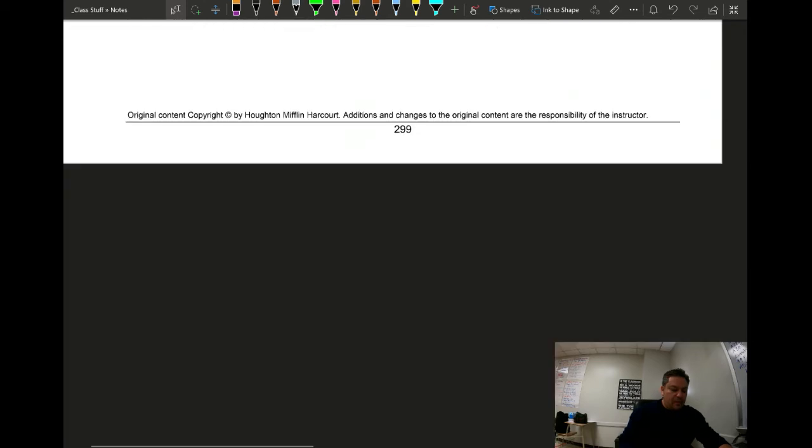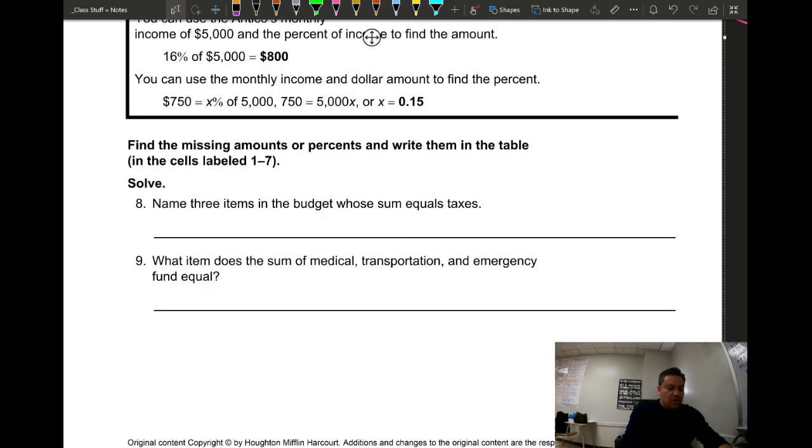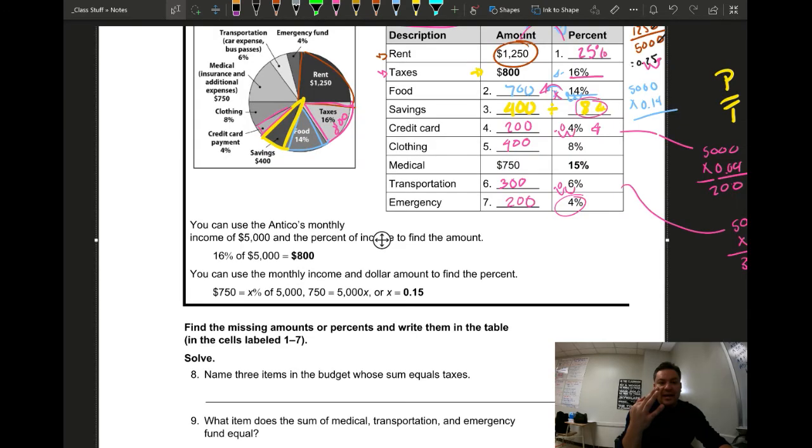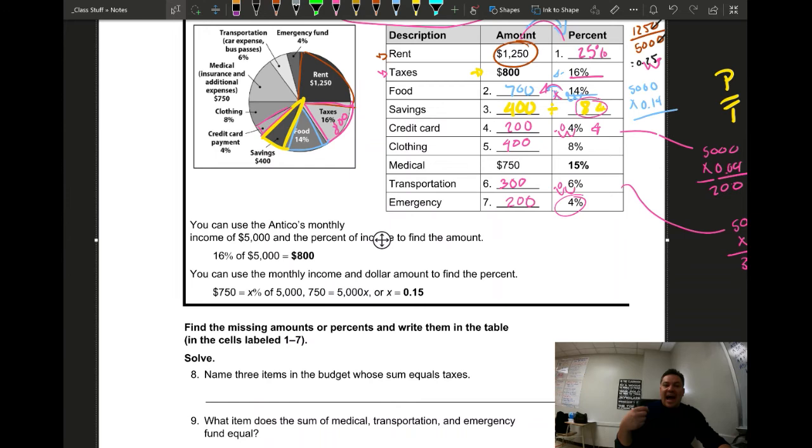Now we're going to find some missing ones. It says, name 3 items in the budget whose sum equals the taxes. So now we're going to play with these things. We're going to find 3 items that when I add the 3 up, it's going to be the same amount as the taxes. So first thing, I got to find out how much the taxes are. And I know the taxes equal 800, right here. So I'm going to find 3 things that when I add them is going to give me 800, the taxes.